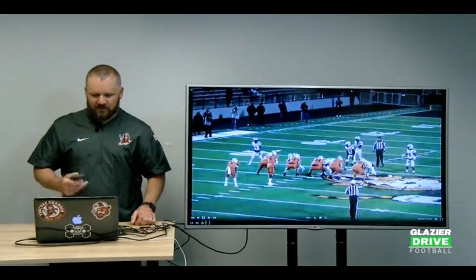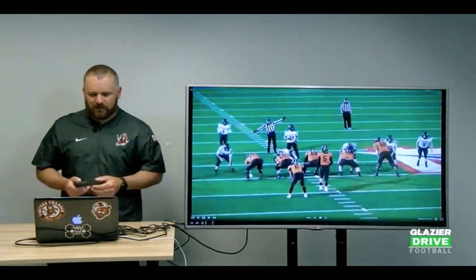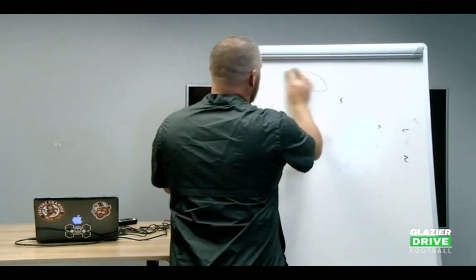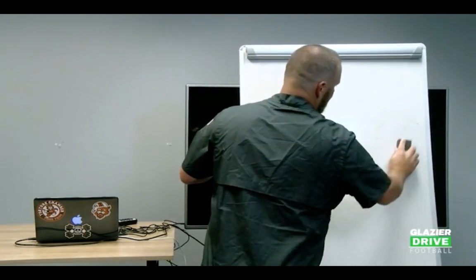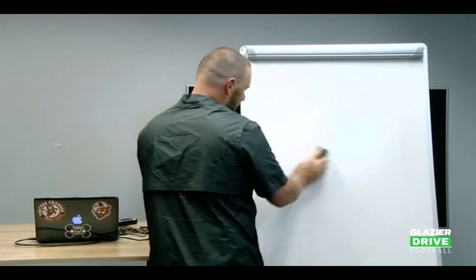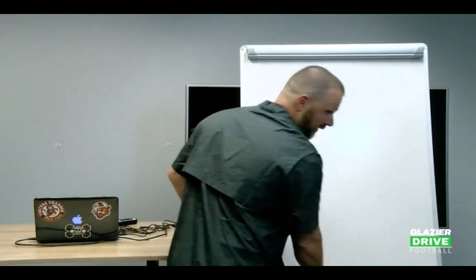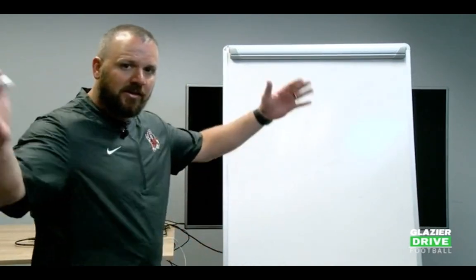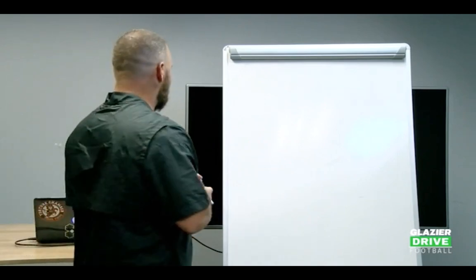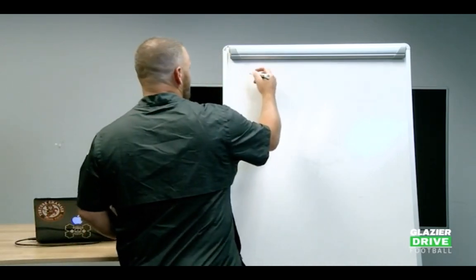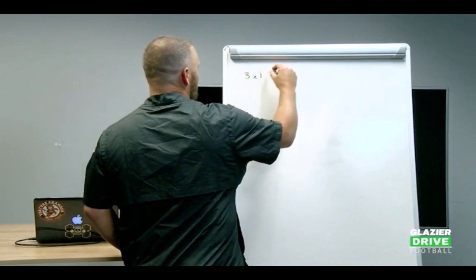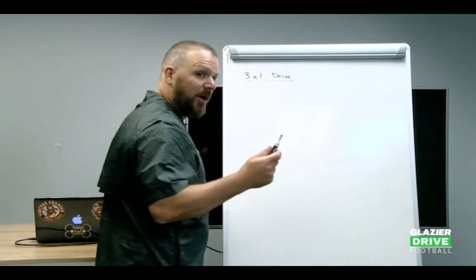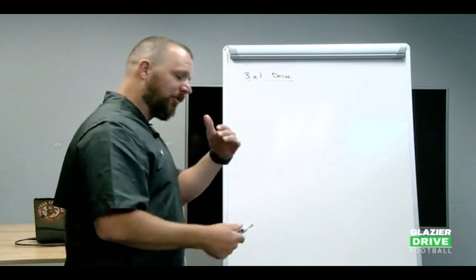All right, so you guys get the gist of the drive concept. I've got a ton of film on it. Now I wanted to show you on the whiteboard some ways you can run drive out of 3x1, and I can add more film to the system for you guys on these concepts. Master your drive concept first out of your base stuff. But if you want to run some 3x1 drive, here's two really good options. You can do it from the trip side, or you can do it with the X.